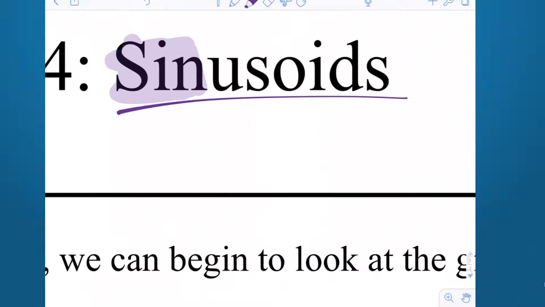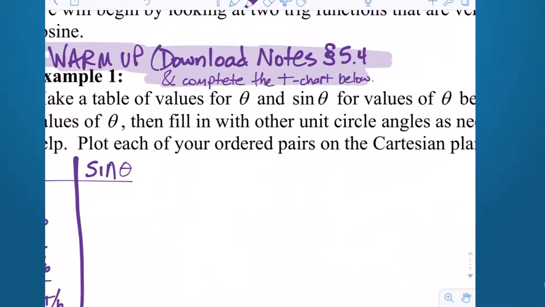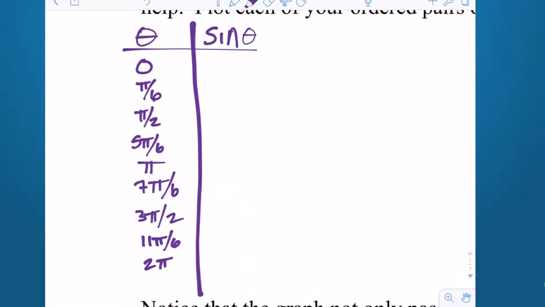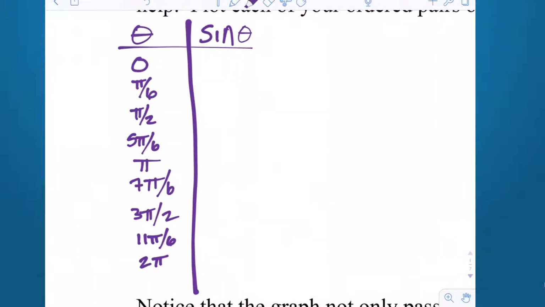And so what we're going to do today is learn what the graph of the sine function looks like on the Cartesian plane, which means we're going to unwrap it from the unit circle, all right? To do that, we have a T-chart here that I provided you, which if you remember back in Algebra 1, a T-chart was the first way that you had for graphing functions.